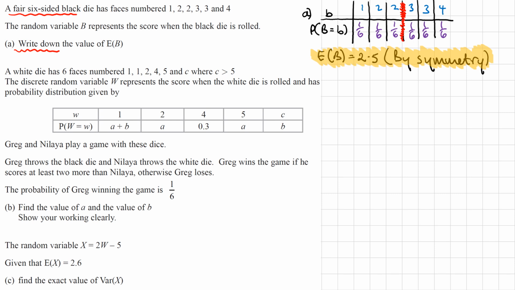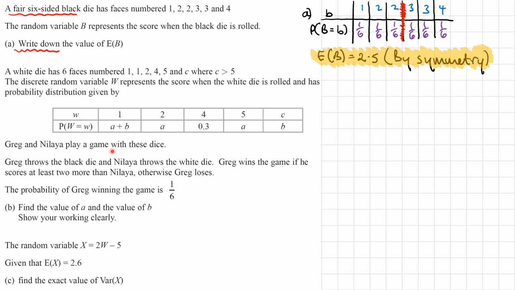Okay, let's have a look at part B. A white die has 6 faces numbered 1, 1, 2, 4, 5 and C, where C is greater than 5. The discrete random variable W represents the score when the white die is rolled and has probability distribution given by this table. The outcomes are 1, 2, 4, 5 and C, where C is greater than 5, and the probabilities are A plus B, A, 0.3, A and B.